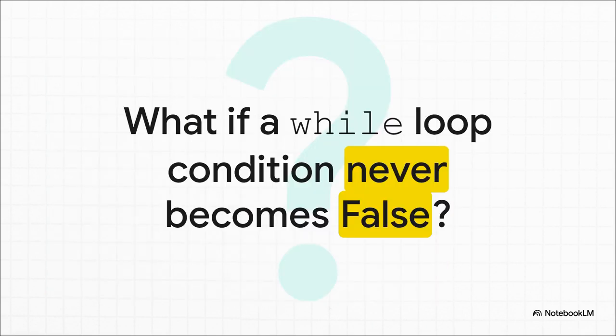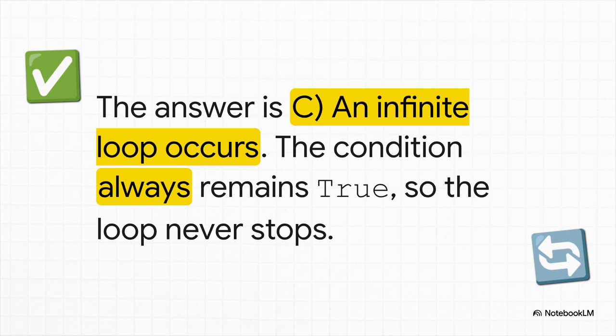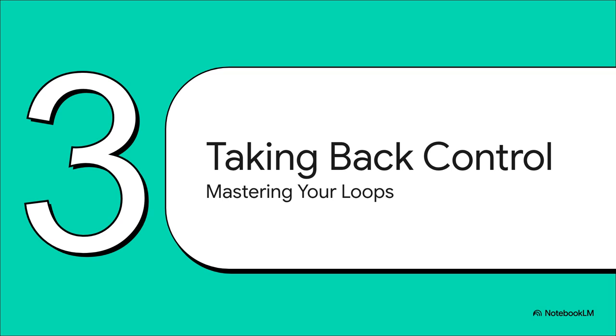All right, pop quiz time. Based on what we just talked about, what do we call it when that loop condition gets permanently stuck on true? You got it. It's C, an infinite loop. It happens because the gatekeeper, that condition, never gets the signal to close the gate, so the code just runs on and on forever.